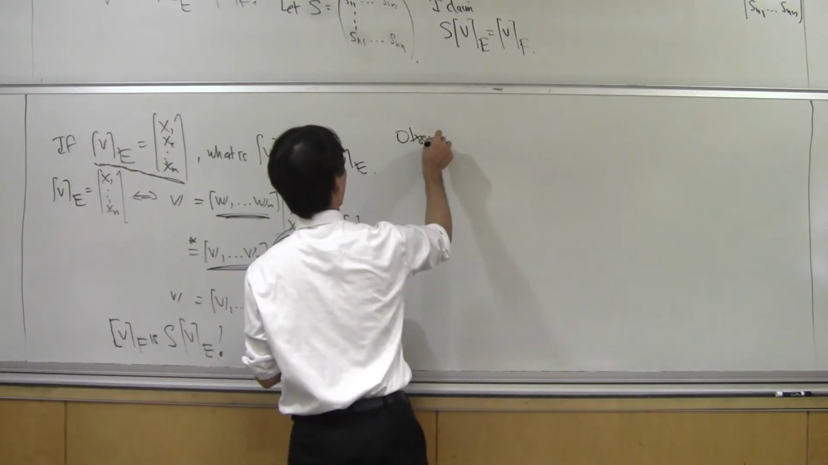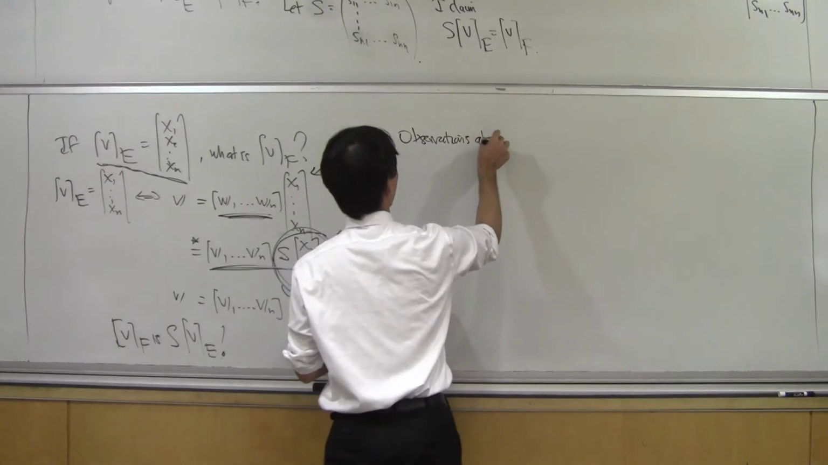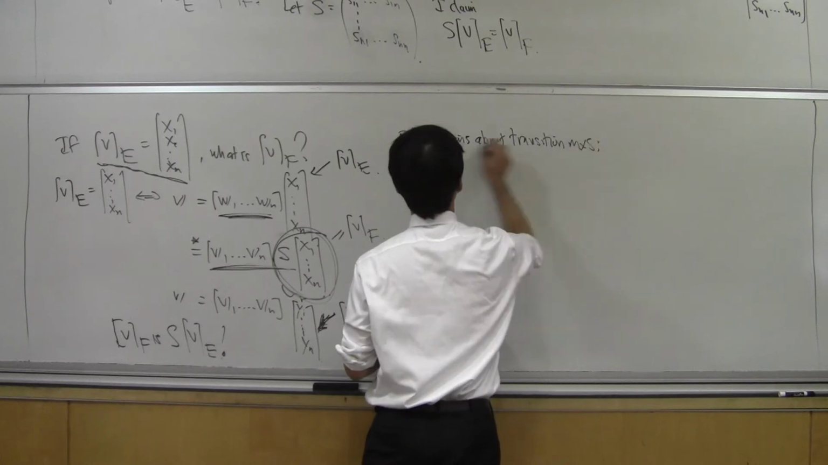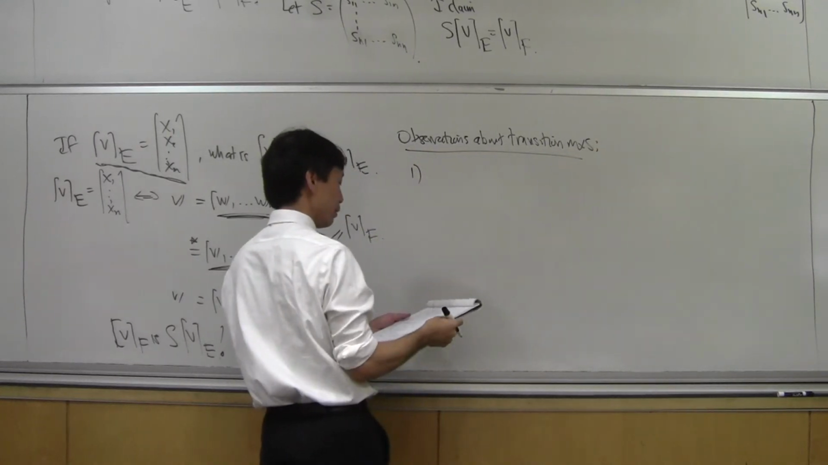Observations about transition matrices. First off is that they're invertible.